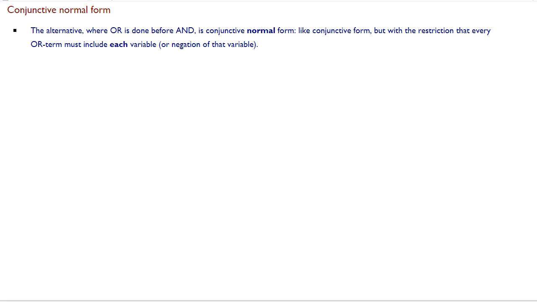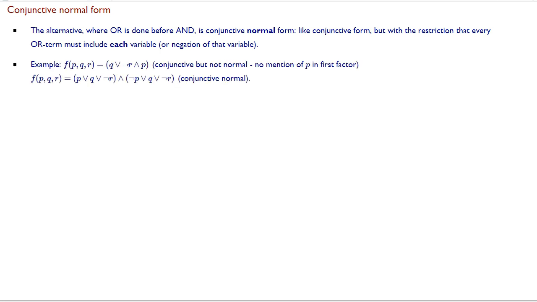You've probably now already guessed what conjunctive normal form is going to be. It's like conjunctive form in the sense that it's an AND of OR terms, but each OR term now has to include each variable, or the negation of that variable.